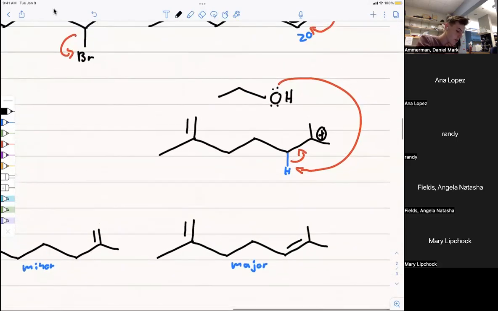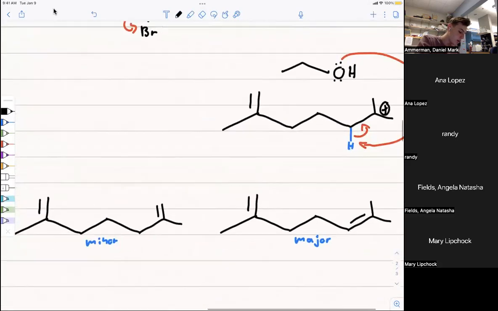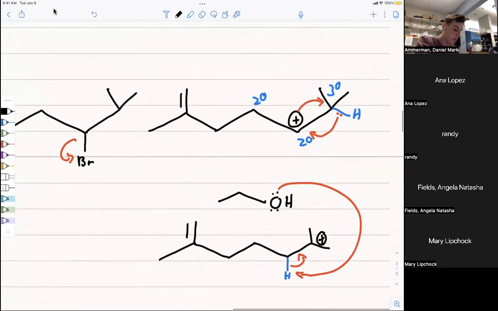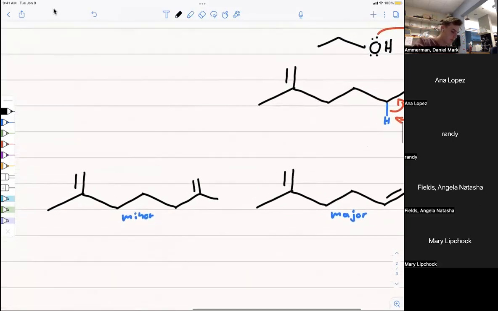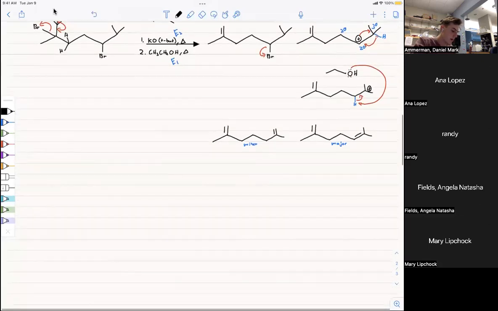But if we didn't rearrange, our minor products would be, I'm not going to draw the whole thing, but we could have also formed a double bond here. So our minor product would be this. So that's why it's important to rearrange it. So that's E1 and E2.